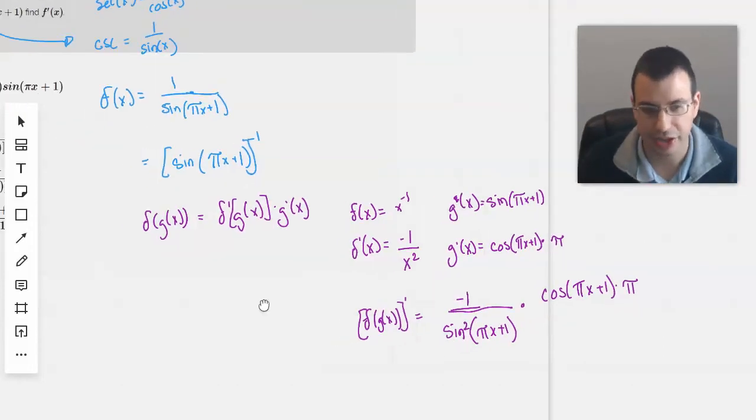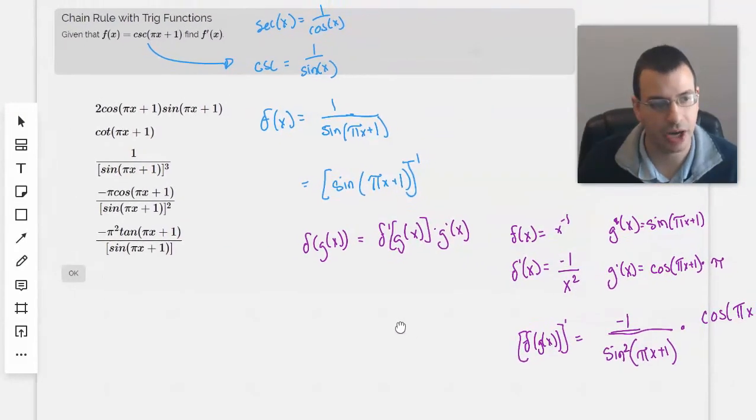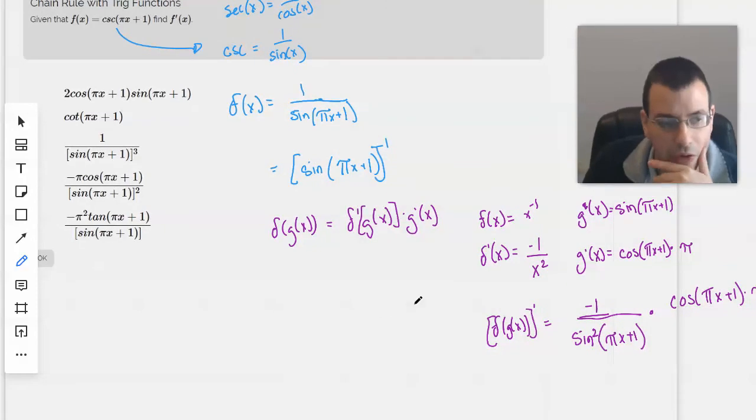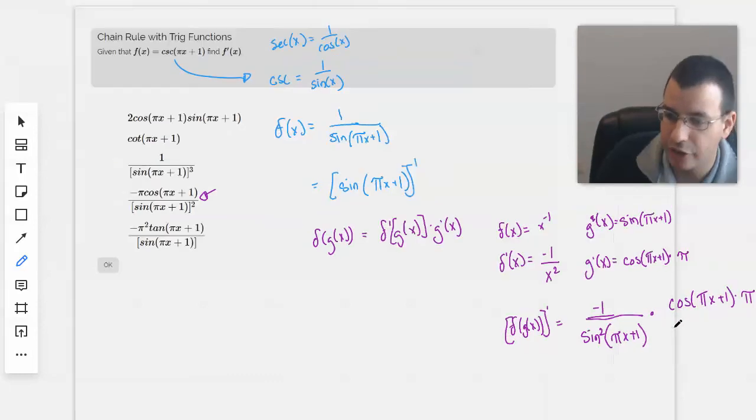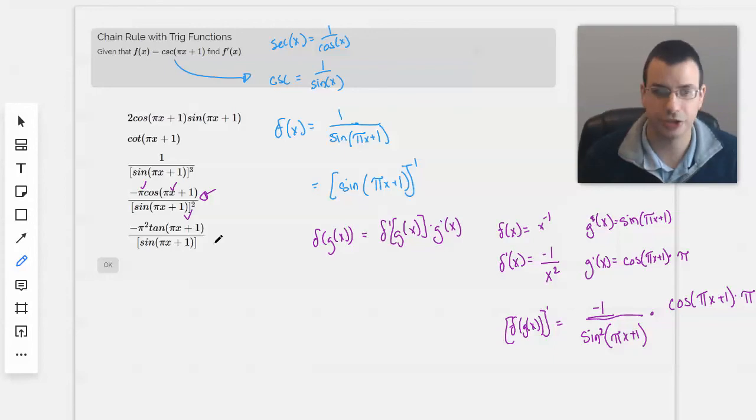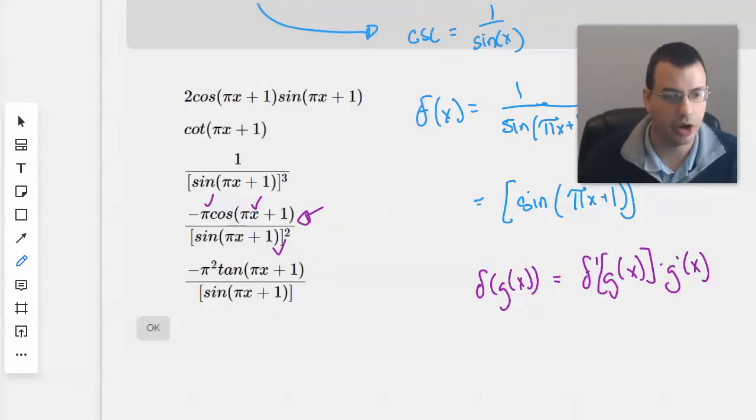And so now let's see what our possible answers are here. So it looks like we have it right here. Yep. So we have negative pi, check, right there. Cosine of pi x plus 1, check. And then on the bottom we have sine of pi x quantity squared, check. Okay, so this is the answer, right here.